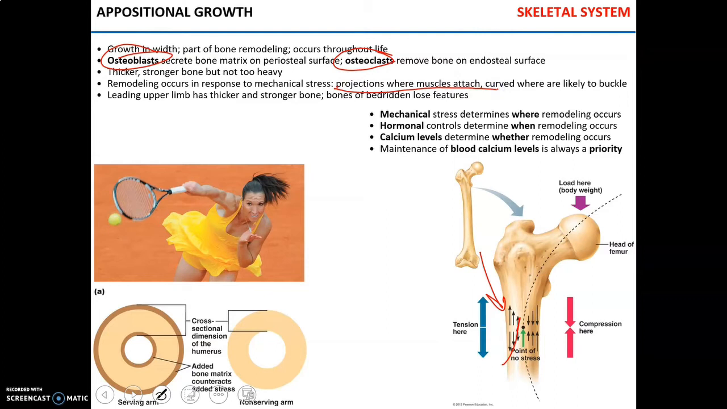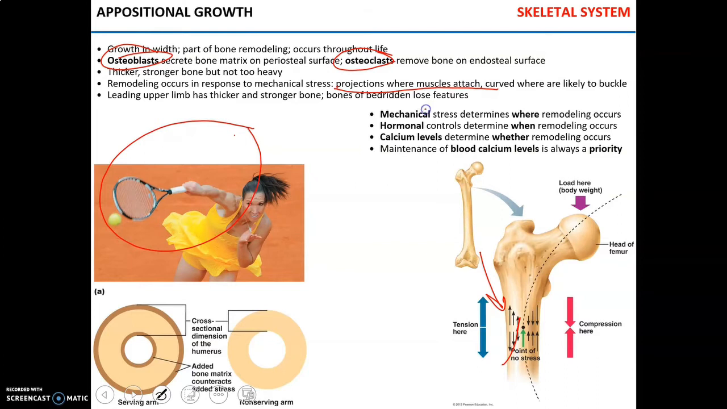The bones are curved where they are very likely to buckle. So, for example, in this tennis player, her leading upper limb will have thicker and stronger bone. In people who are bedridden or do not exercise, the features are not as pronounced as in people who do. So what are three conditions for the bone remodeling?